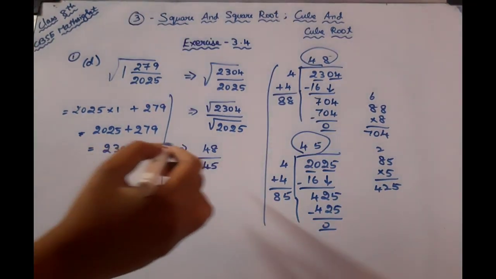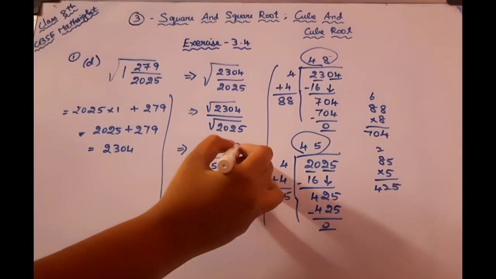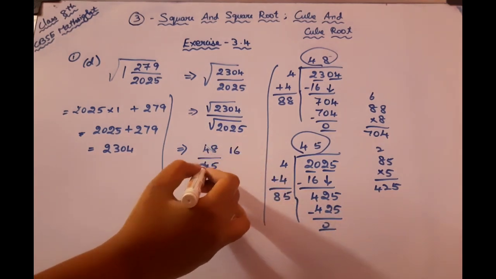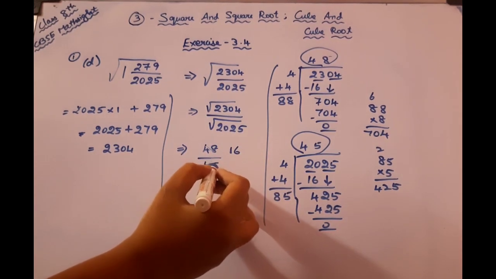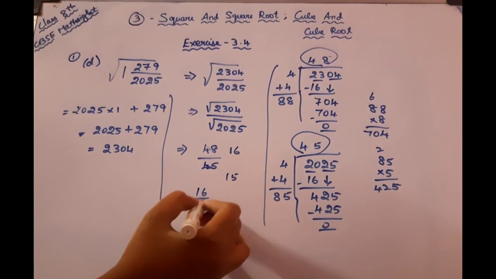So we can try to cancel 48 using the 3 table. So 3 1s are 3, 3 6s are 18. So 16. In the same way, 3 1s are 3, remainder 1, 15. 3 5s are 15. So the answer will be 16 by 15.